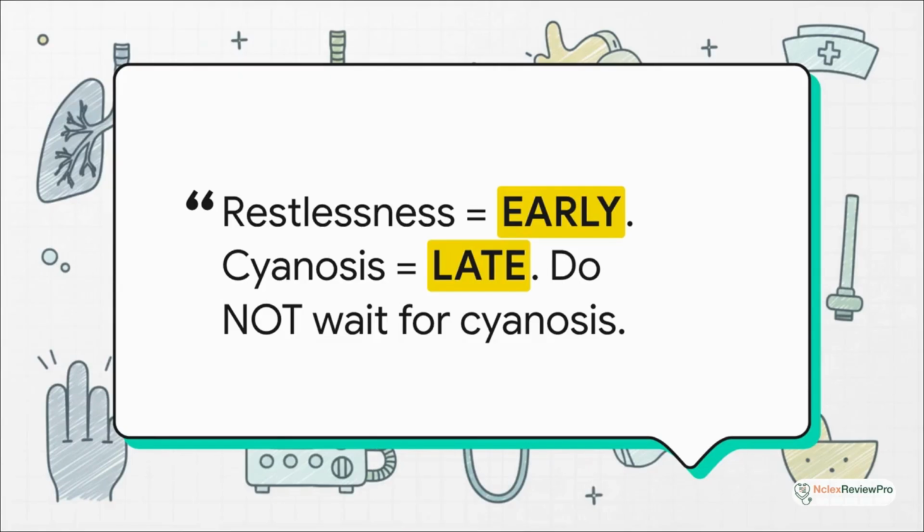Listen, if you remember just one thing about visual signs, make it this. Restlessness, a little bit of irritability, maybe some new confusion, those are early signs of hypoxia. The brain is so sensitive to low oxygen. Cyanosis, that bluish color in the skin, that is a very, very late sign. If you wait for your patient to turn blue, you have waited way too long.